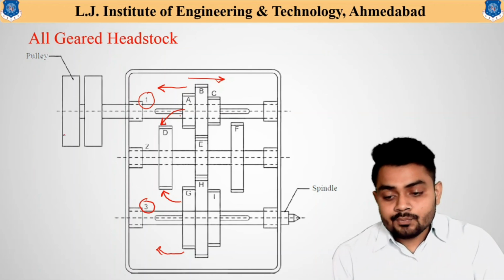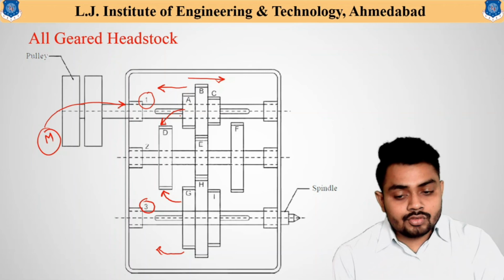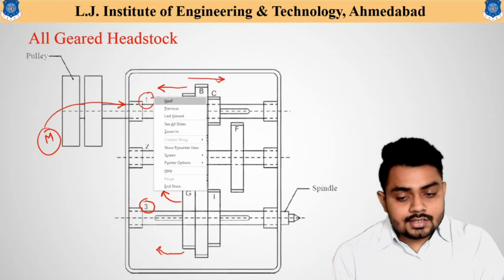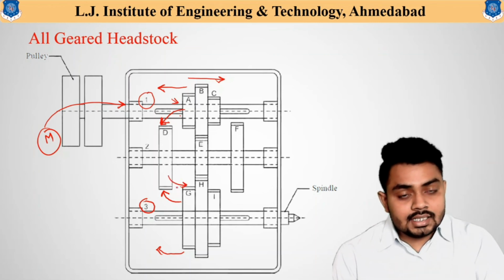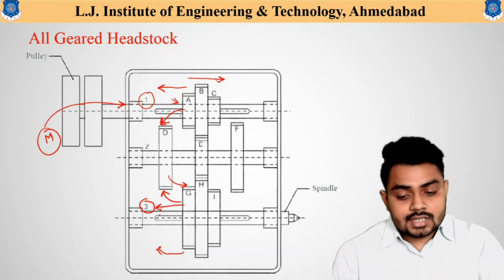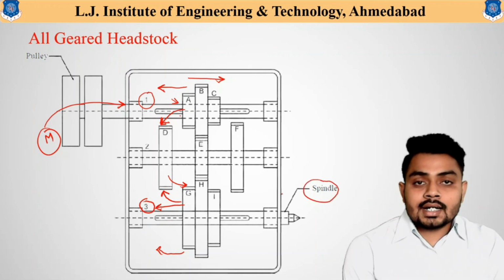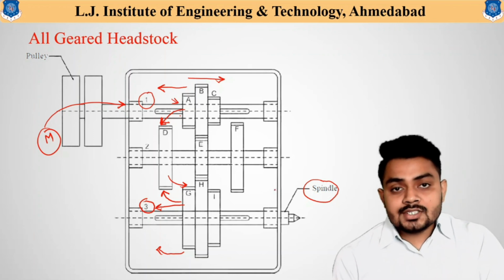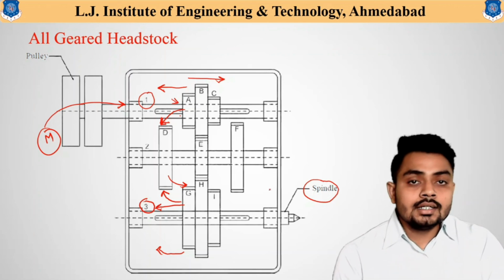Simple, when the motor starts, it transfers power to shaft 1. From shaft 1, power is transferred to gear A. From gear A, power is transferred to gear D. From gear D, power is transferred to gear G. And from gear G, power is transferred to shaft 3. And from shaft 3, as the spindle is connected with shaft 3, power is finally transferred to the spindle. And from the spindle, as the workpiece is attached to it, the power is transmitted finally to the workpiece.